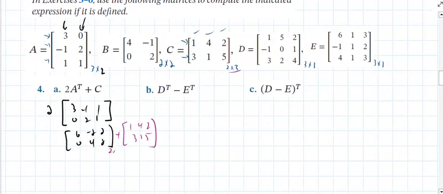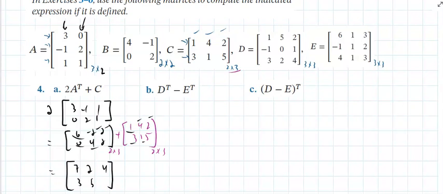So this is 2 by 3. This is 2 by 3. If I'm adding or subtracting, the dimensions must match, and they do. And that turns out to be 6 plus 1, which is 7, negative 2 plus 2, 2 plus 2, which is a 4, 0 plus 3. Again, you add the associated entries. It's fairly simple. And there it is. We're done.